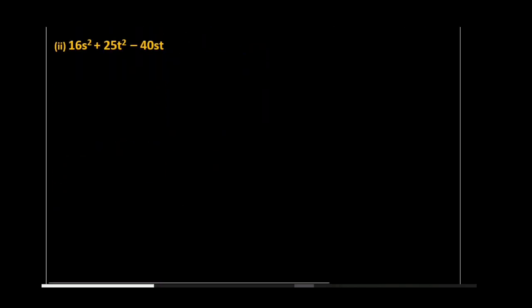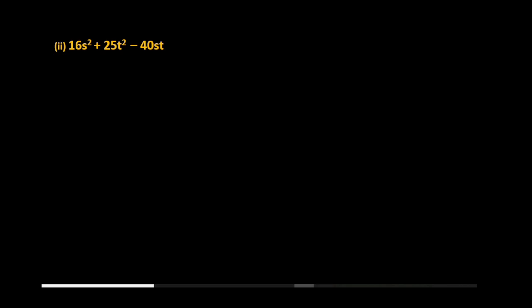Now next question. Look at the first one, 16s squared. 16s squared is nothing but 16 is a square number, (4s) the whole square. Then 25t squared, 25 is also a square number, which is (5t) the whole square. Let's check the middle term. If suppose s and t are involved here, this should be the middle term.